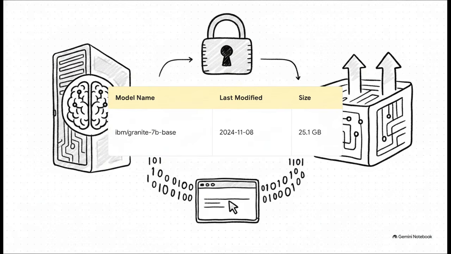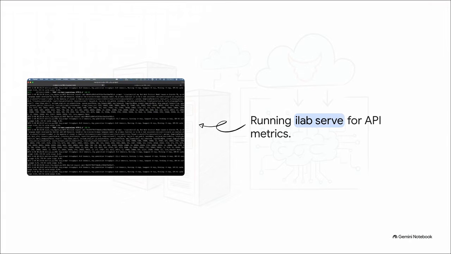Once everything is downloaded, running an ilab model list command confirms that the IBM Granite 7B base model is locked, loaded, and ready to serve on your infrastructure. And remember, that model is fully indemnified by Red Hat, and it sits at about 25.1 gigabytes. Now let's see how this builds into an active service.